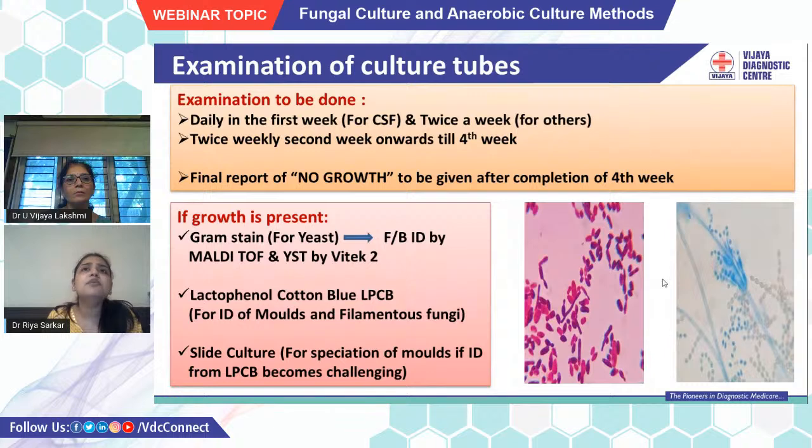But in the meantime, if we get any kind of growth, we see whether it's a yeast or a mold. If it is a yeast, we perform a gram stain and subsequently perform identification of the yeast with the help of MALDI and Vitek. If it is a mold, you can see on the right side I have a picture of a lactophenol cotton blue mount. We perform this for a mold. We see the position of the conidia, the morphology of the hyphae, and a final diagnosis of speciation can be given on the basis of this.